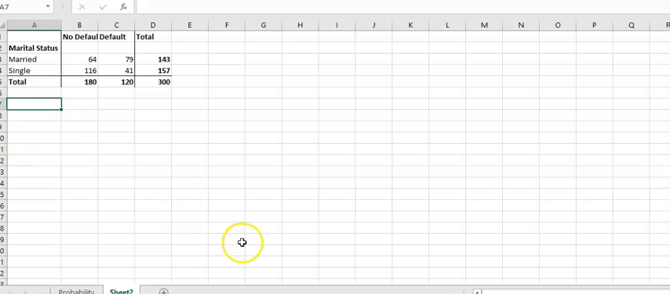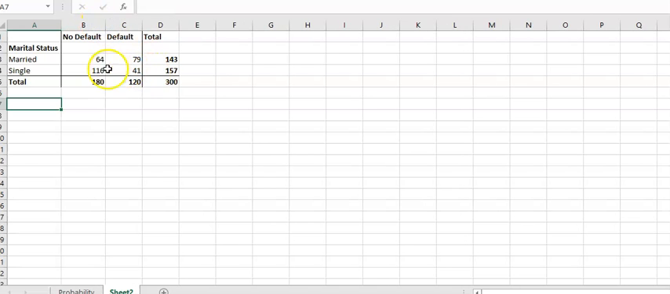Okay, so now we are here in Excel and we have this table where we're given the number of customers for a bank where the customers are either single or married, and we know how many of them defaulted and how many did not default on their mortgage payments. So we're going to do something called converting frequencies into probabilities. And that's what we're going to do with this table here.